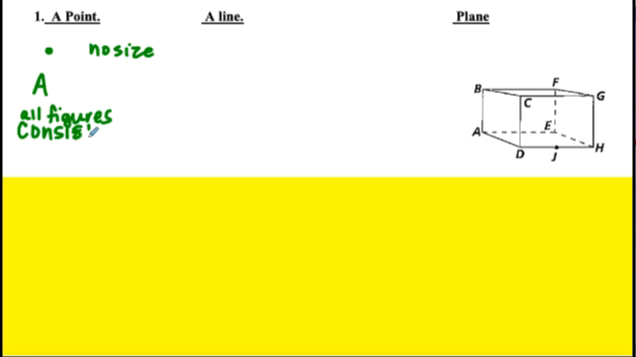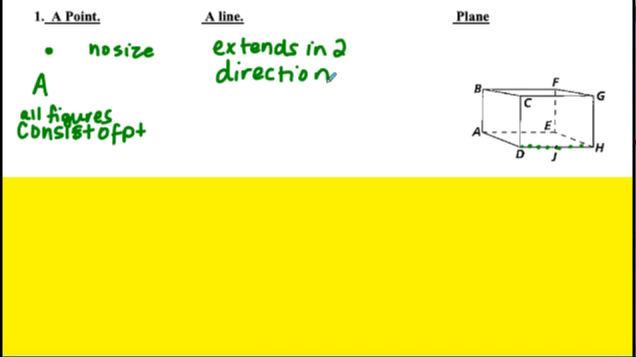Like this figure over here to the right, it's made up of a bunch of points, some that we don't have names for, but look, there's points all the way around here, and even where we don't see them, but I drew this cube to kind of give you an idea. A line is something that extends in two directions and never stops.